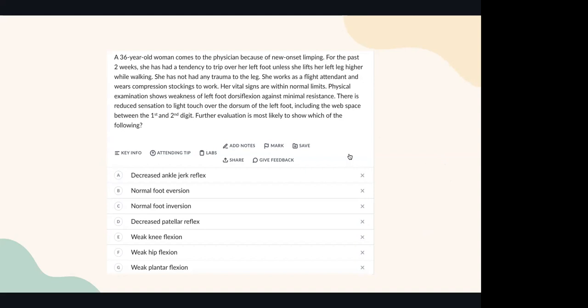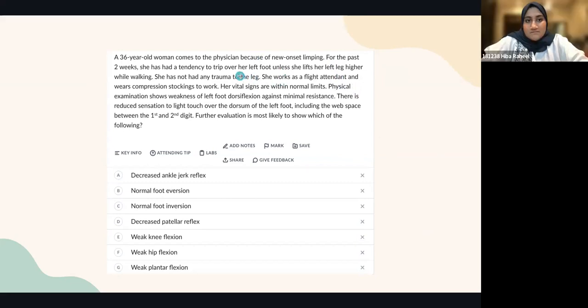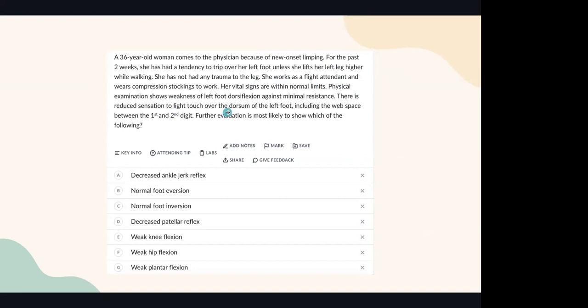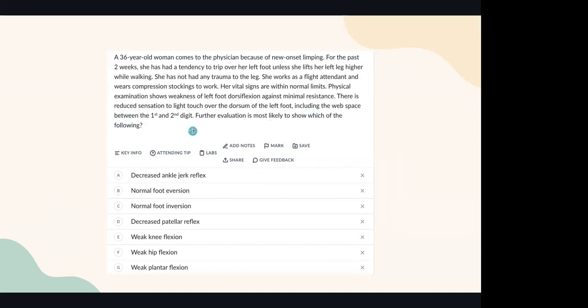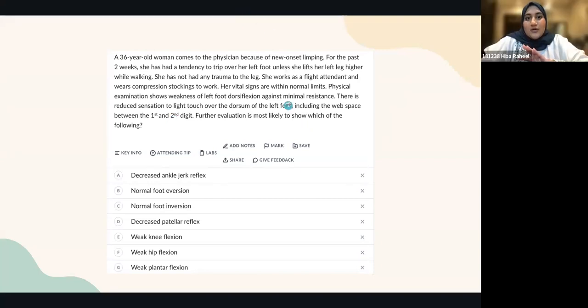All right, so what we are trying to see is that she has weakness in left dorsiflexion, and reduced sensation to light touch over the dorsum of the left foot, including the web space between the first and second toes. So it's the common fibular nerve that is being affected. Perfect, very good. Now, when we want to further evaluate this patient, what would be absent in this patient?